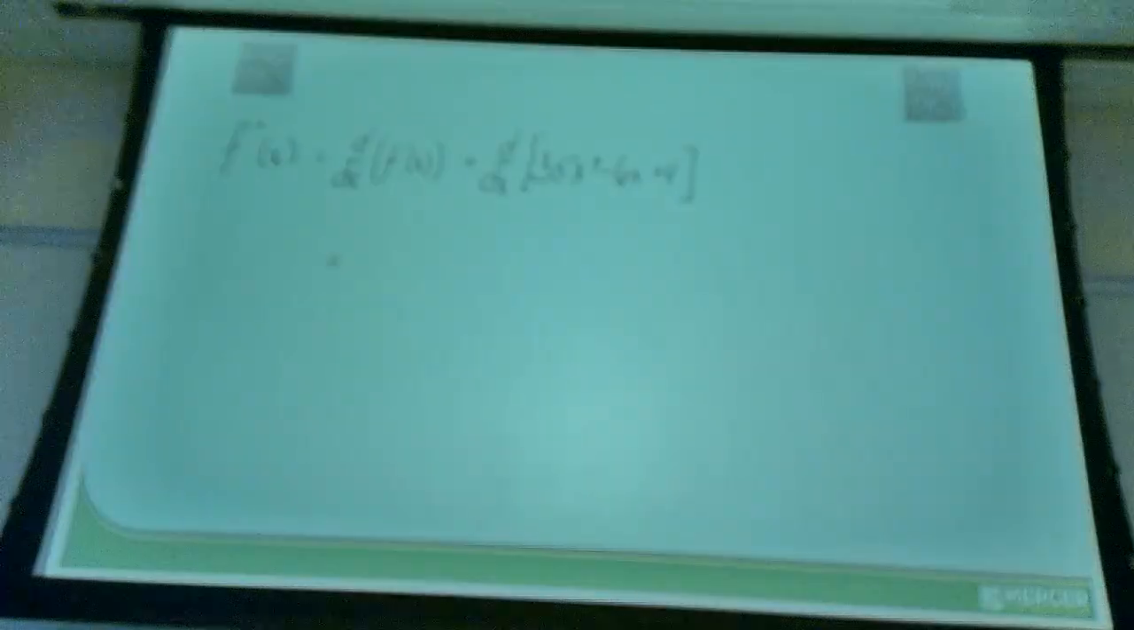X to the fourth. What's 35 times 4? 140. X to the power reduced by 1. Oh, this one's tough. It's just 6. Oh, this one's even harder. 0. Done. That was your second derivative.